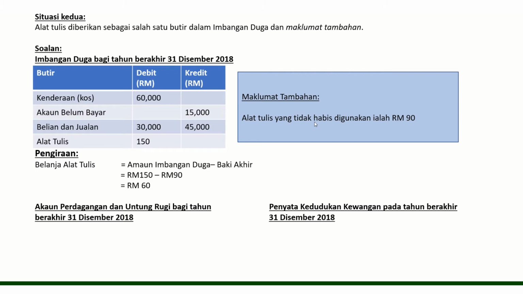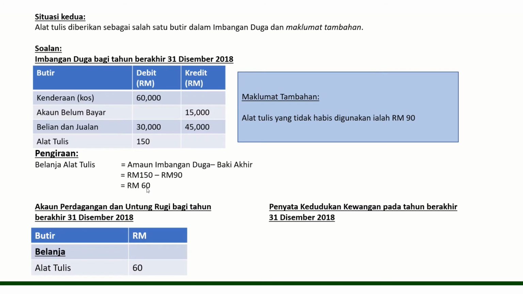Okay, now, how do you calculate apakah alat tulis yang telah digunakan? Because that is what you need to put in your APUR, right? Alat tulis yang telah digunakan. Okay, so pengiraan. The belanja alat tulis yang digunakan. Okay, so you take the amount imbangan duga which is 150 and you tolak dengan baki akhir. What's our baki akhir? This one, 90 ringgit. So you take 150 minus 90 ringgit, you get 60 ringgit. So this is the amount of alat tulis that you have used in the tempoh perakaunan. Where does this go into? This goes into APUR as belanja. And you write alat tulis and you write 60 ringgit.